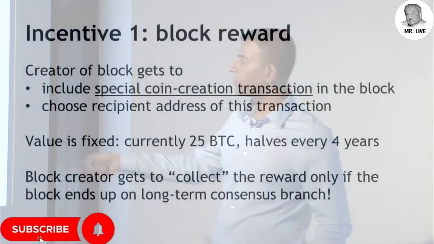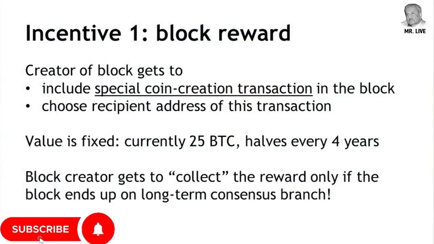But think about this. How will this node get to collect its reward? That will only happen if this block ends up on the long-term consensus branch, because that's the only case in which this coin creation transaction will be considered valid, because the coin creation transaction is not special. It's just like every other transaction. It's only valid if it ends up on the consensus chain. So that's the incentive mechanism here.